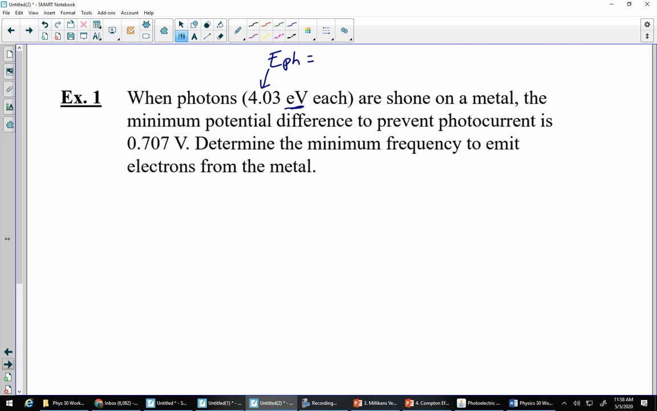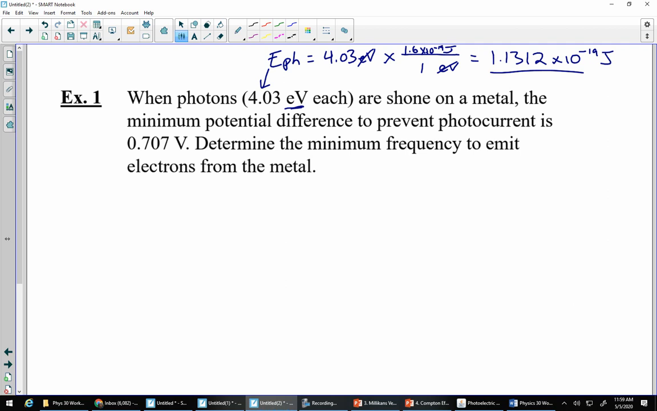So I might do that right up top here. 4.03 electron volts. I'm going to multiply that by, I want electron volts on the bottom, I want joules on top, so electron volts cancel. 1 electron volt is 1.6 times 10 to the negative 19 joules. So when we plug in the numbers for that, we end up with 6.448 times 10 to the power of negative 19 joules. Cool, okay, so we've got the energy of an individual photon.